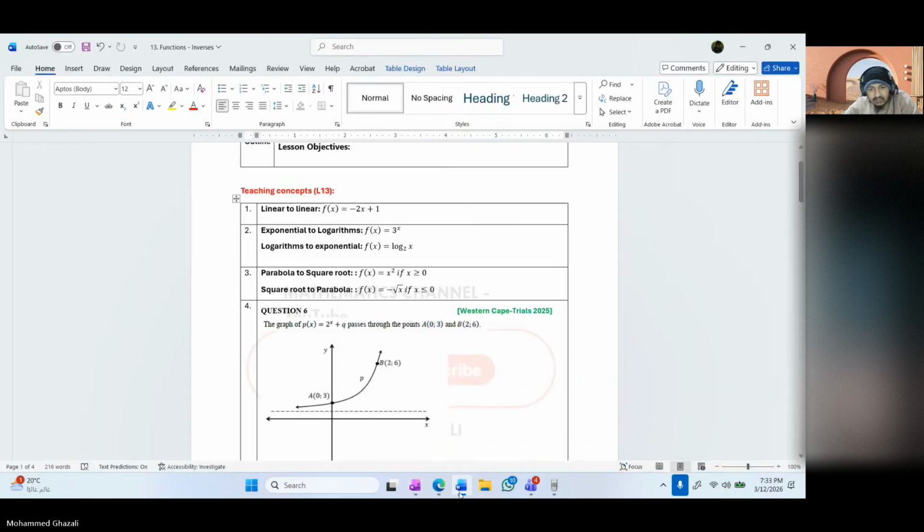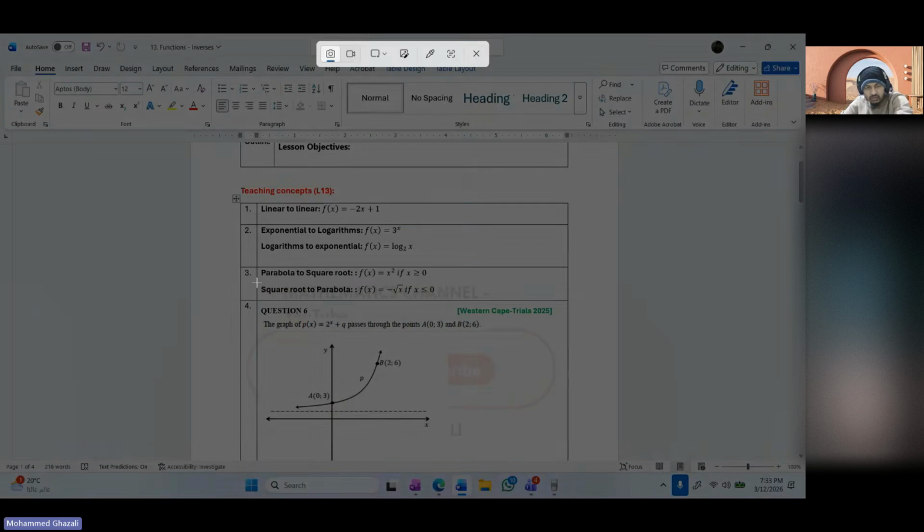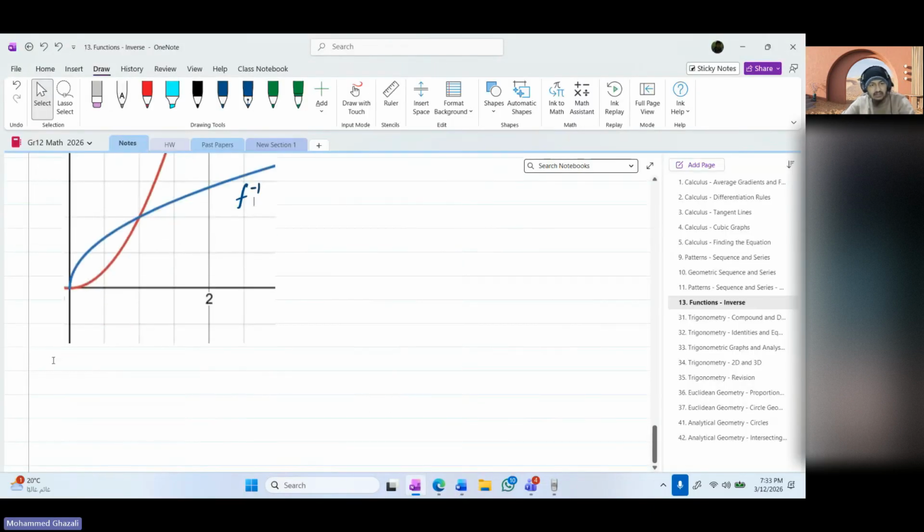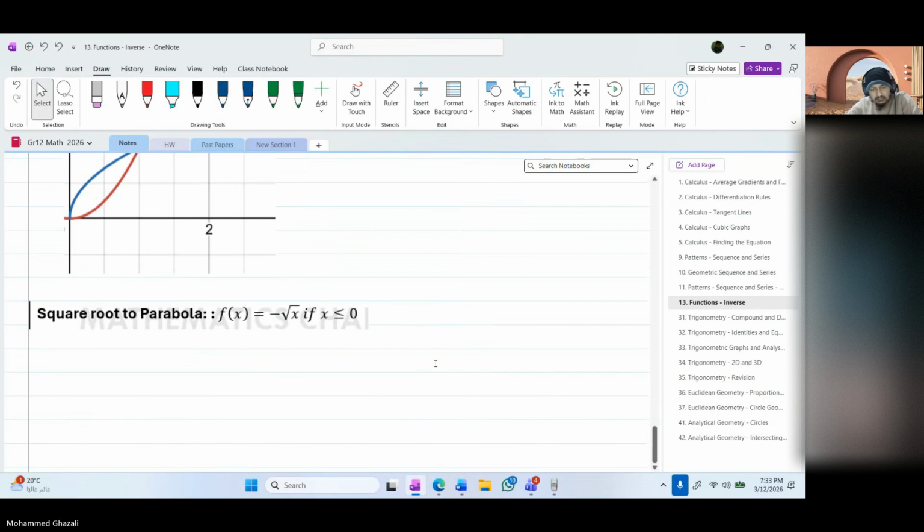Next, I still have square root. Now, what happens if I have a square root? If I have a square root function, then the inverse, right, so now this is saying square root of x. I should change this domain to not less than 0. Let's make it greater than or equal to 0, the domain.